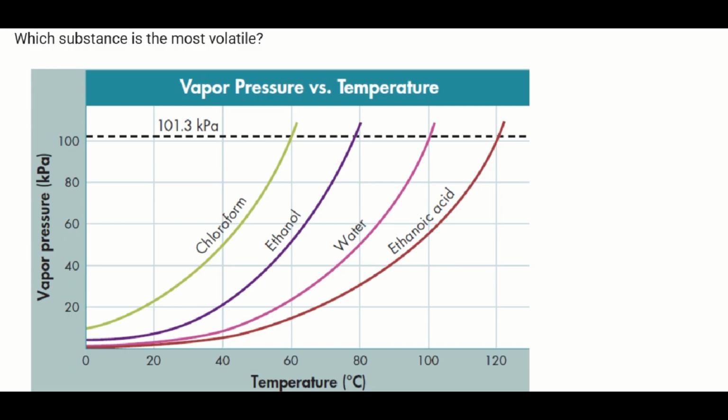Volatility describes how easily a substance evaporates. A substance will evaporate most easily if it has low intermolecular forces and therefore creates the greatest vapor pressure. So no matter where you look on this graph, the substance with the greatest vapor pressure is chloroform. Therefore, chloroform is the most volatile.